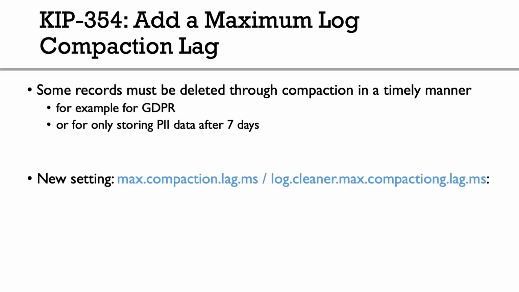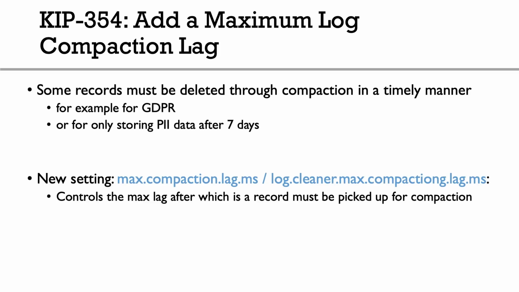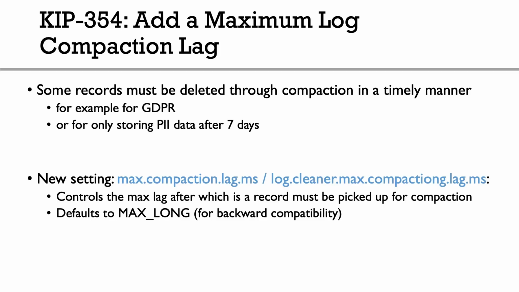So there's 2 new settings for controlling compaction, and it's called max.compaction.lag.ms at the topic level and log.cleaner.max.compaction.lag.ms at the broker level. Or I can't remember which one, but one or the other, right? It controls a maximum amount of lag that is allowed before a record must be picked up for compaction. So we used to have the min, now we have the max. By default, it's max long, which is for backward compatibility. There will be no max imposed, but if you do need a max, please set it here.